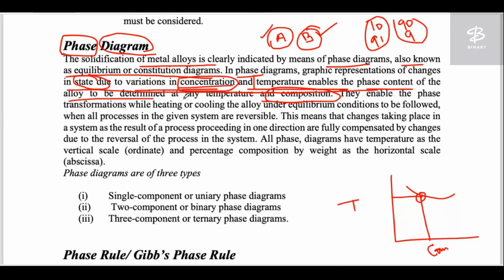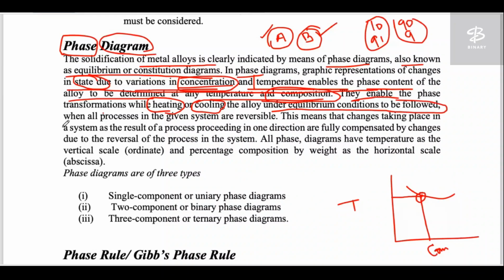Okay, so we can determine the composition at any temperature and composition. So what is the benefit of the phase diagram? They enable the phase transformation while heating or cooling. If you are heating the system or cooling down the system, how the phases are transforming, how they are crossing, and at a particular temperature and concentration, what is the state or the phase of that particular system. You can easily determine this under the equilibrium condition, which is very obvious, otherwise you cannot calculate anything.